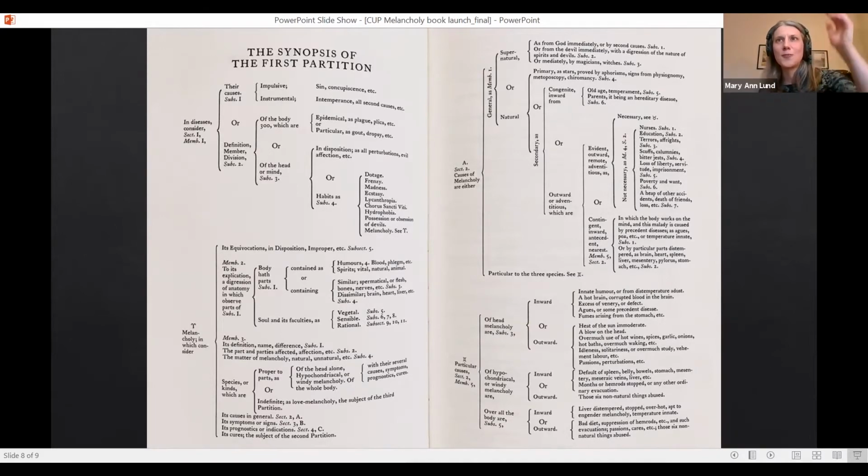Well, there are the supernatural causes. Melancholy comes from God, but then of course there are the natural causes, primary, secondary causes, and every time he gets another one and another one. So these wonderful synoptic tables are a guide, but they're also a representation of how deeply complex it is. If I may read from this, a bit that was my starting point in exploring the Anatomy of Melancholy.